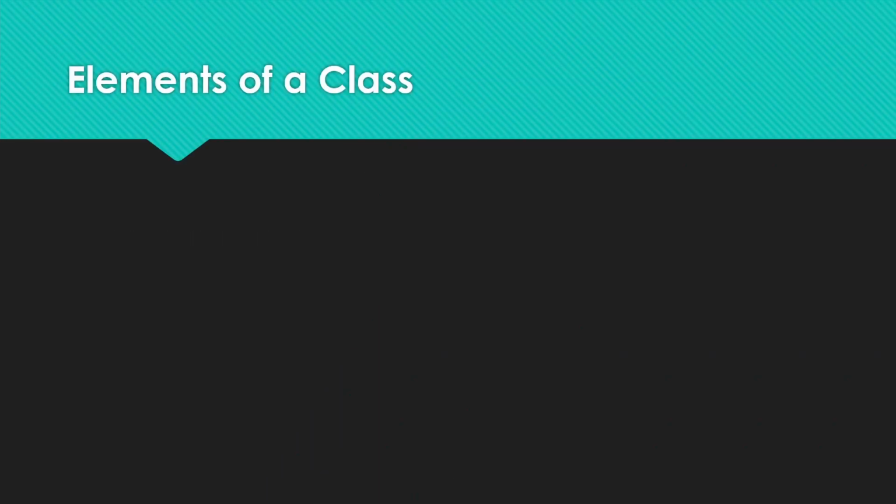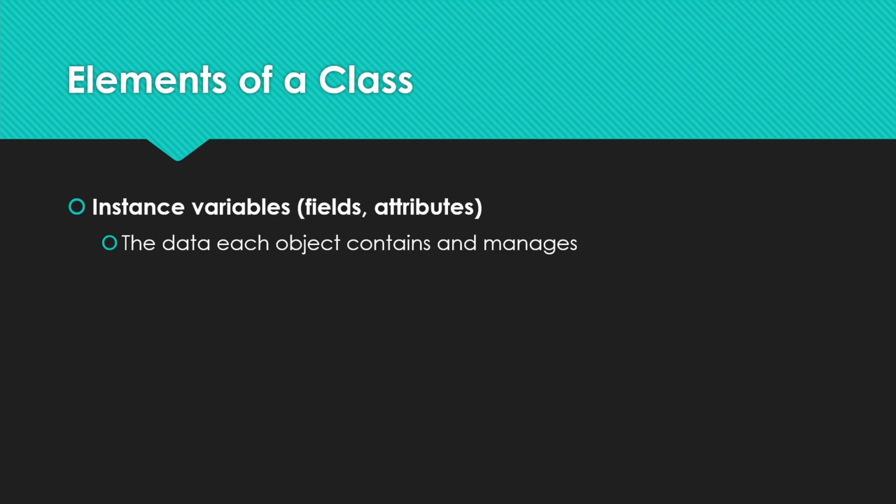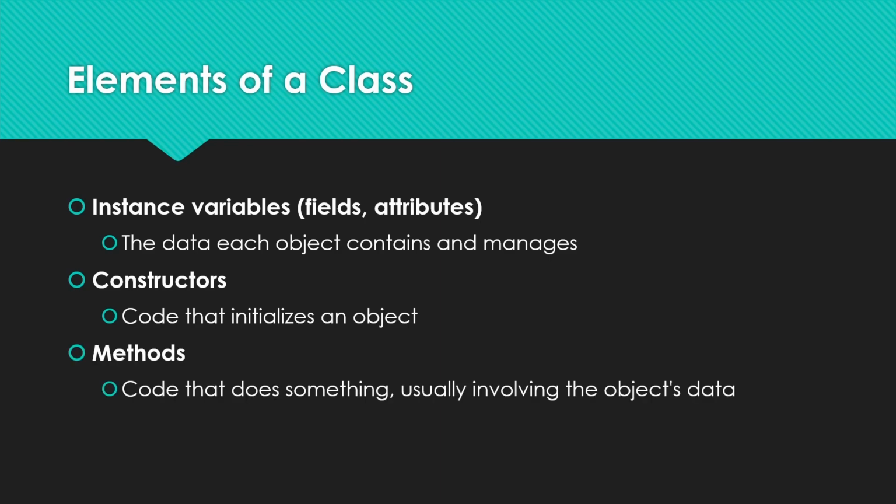So the elements of a class are first instance variables, sometimes called fields or attributes. This is just the data that each object is going to contain and manage. Then we have constructors, which are a special kind of method, code that initializes an object when we create it. And of course, when we've created objects, we've called constructors to give them the right information to set up our object for us. Then finally, we have our other methods, which are code that does something, usually involving the object's data. And we've seen many examples of calling different methods from different classes.